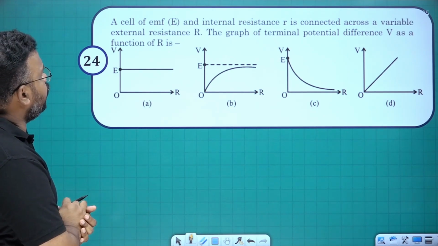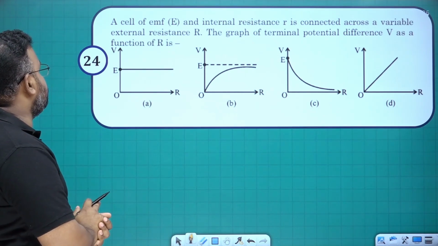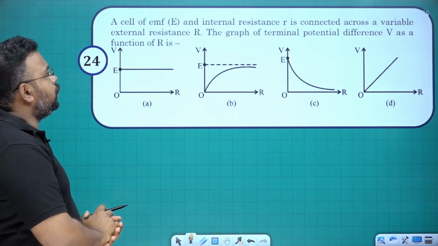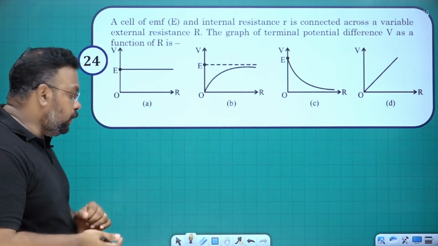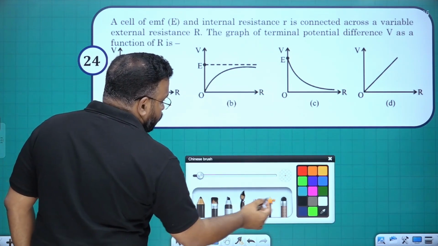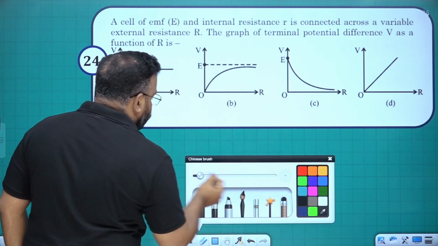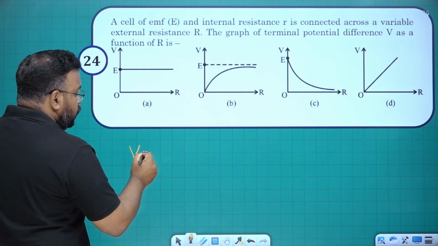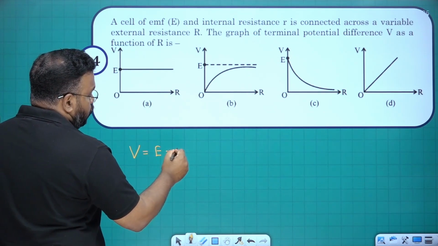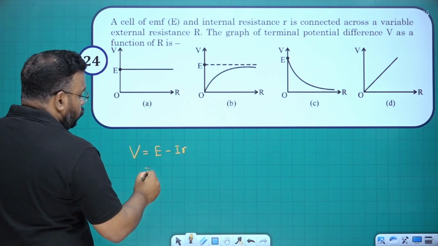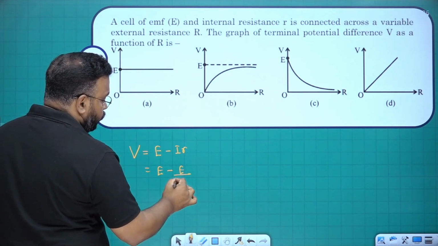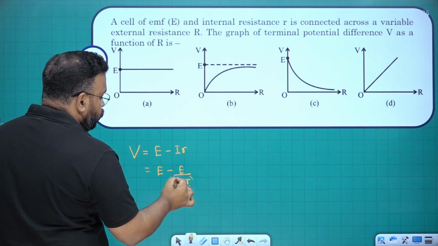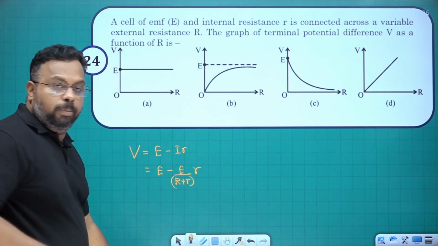A cell of EMF E and internal resistance r is connected across a variable resistance R. The graph of terminal potential difference V as a function of R is? It's a repeating question. It's actually very easy. Terminal potential difference. Do you remember the formula for terminal PD? V is equal to E minus Ir. What is I? I is equal to E by R plus r. So V is equal to E minus E r by R plus r. This is the formula.